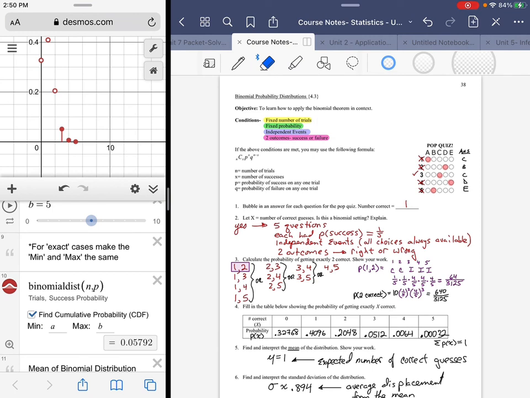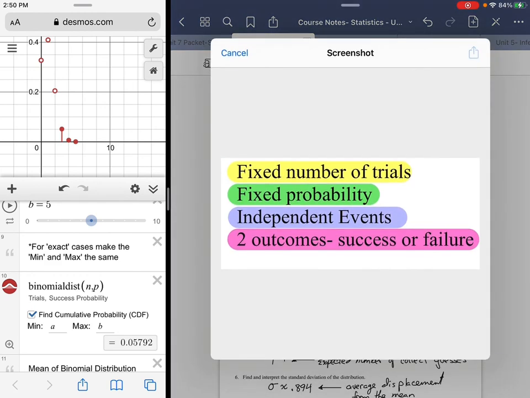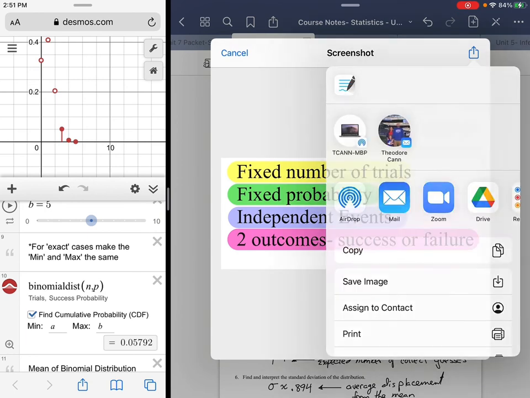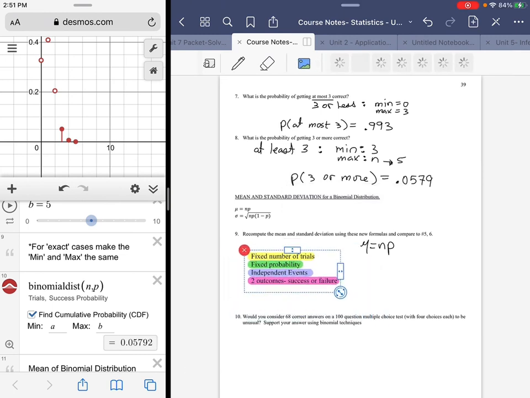Let me just bring them over. I didn't want to copy, I wanted to take a screenshot. Now I want to copy. It's all about order of operations. There we are.